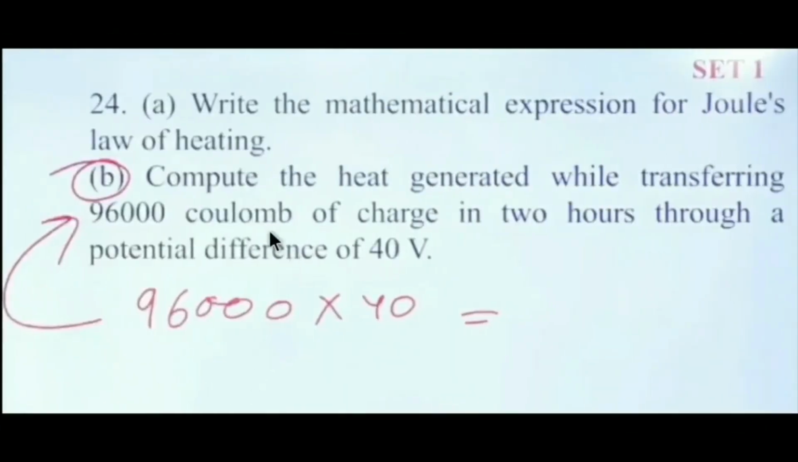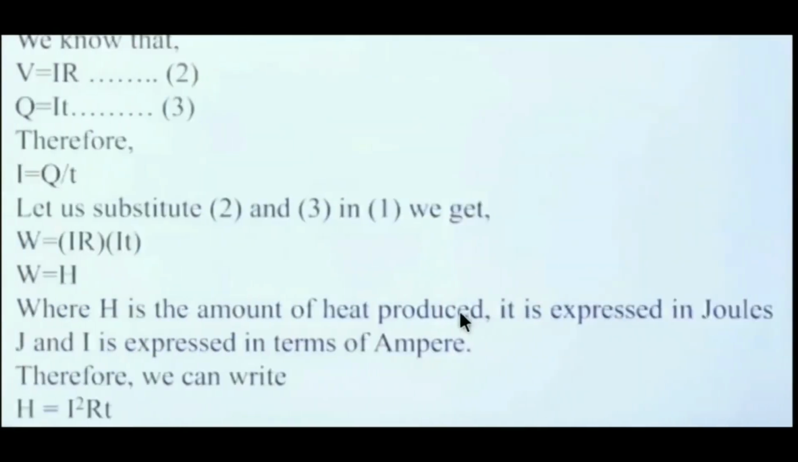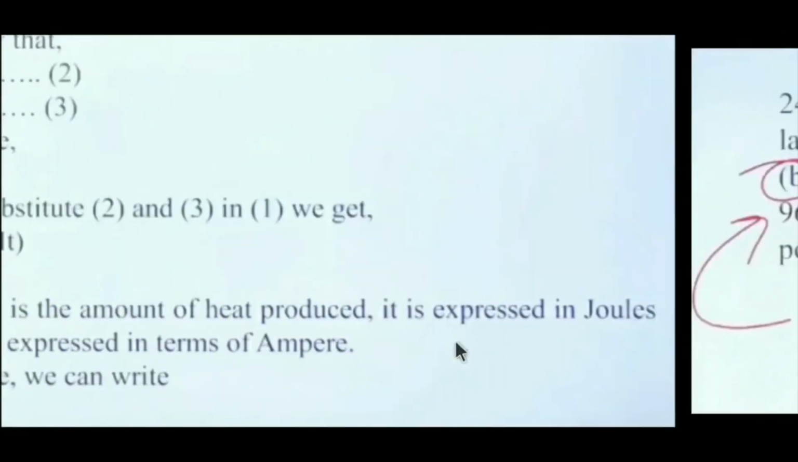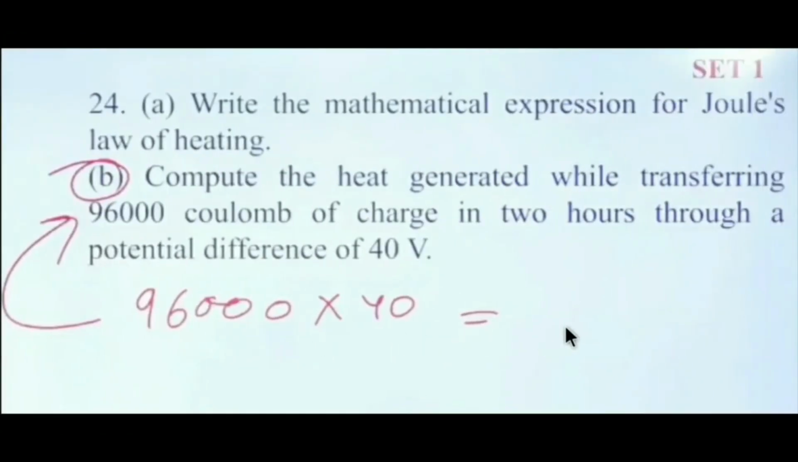And second question: compute the heat generated while transferring 96,000 coulomb of charge in 2 hours through a potential difference of 40 volt. So you have to just multiply this and find out the power. I square RT is the amount of heat. We just discussed this I square RT, so multiply and give whatever the answer is.